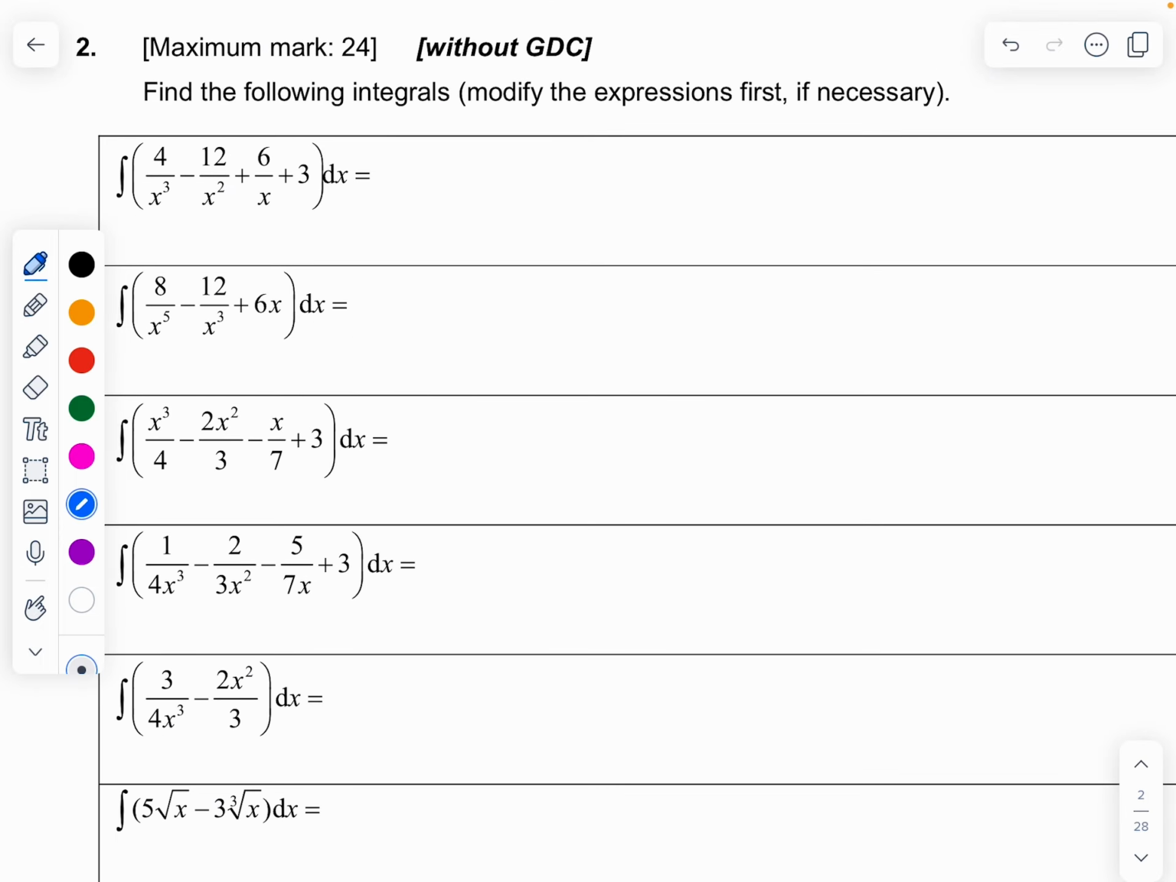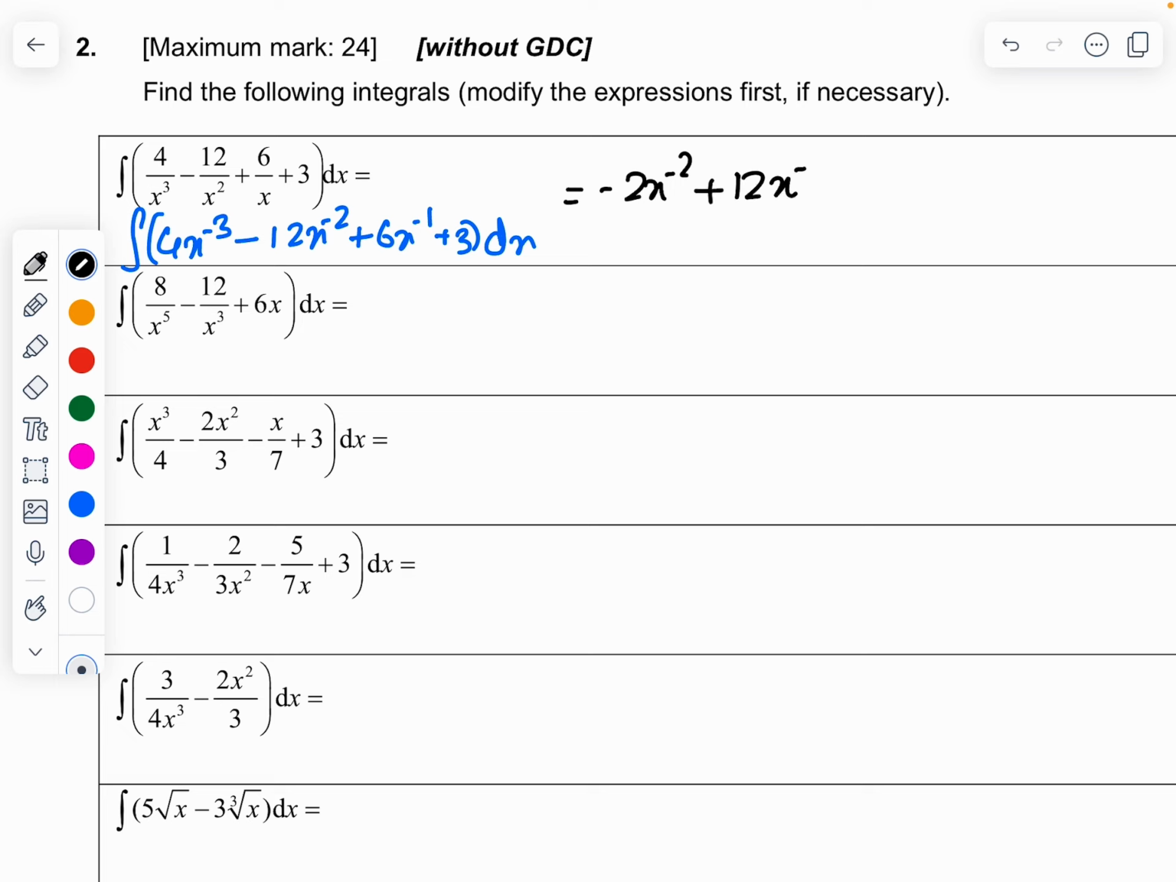Coming to the second question, 4x power 3. So first of all, what am I going to do? I am going to write it as integral of 4x power minus 3 minus 12x power negative 2 plus 6x power negative 1 plus 3. Now its integral answer is going to be nothing but what? Minus 2x power minus 2 plus 12x power negative 1 plus 6 ln x plus 3x plus c.